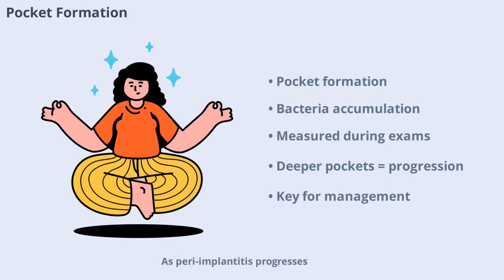As peri-implantitis progresses, pockets may form between the implant and the surrounding gum tissue. These pockets are spaces where bacteria can accumulate, further fueling inflammation and bone loss. Dentists measure pocket depth during routine checkups to assess the health of the implant site. Deeper pockets are a sign that peri-implantitis is advancing and that more aggressive intervention may be needed. Monitoring pocket formation is a key part of managing implant health.